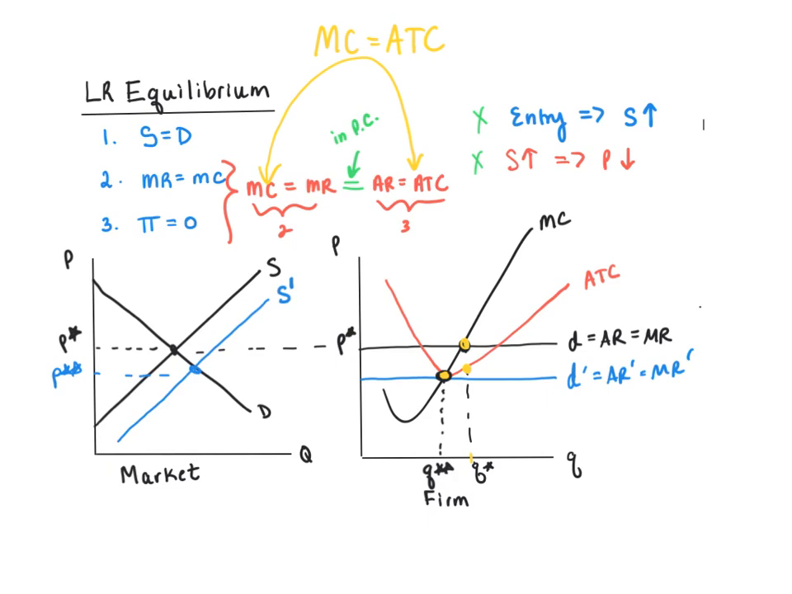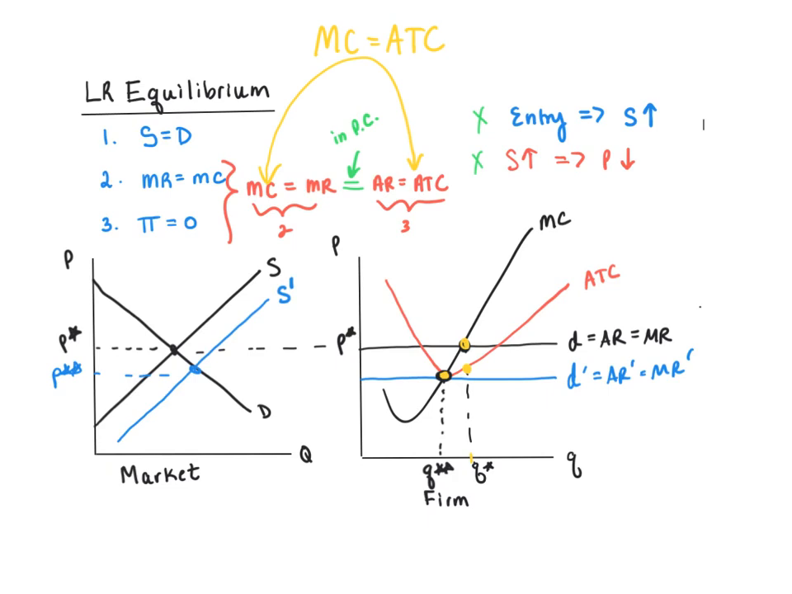Looking at the graph, we see that average total cost is a U shape, meaning it has a minimum. Whenever the average total cost has a minimum, the marginal cost must equal it at that point.